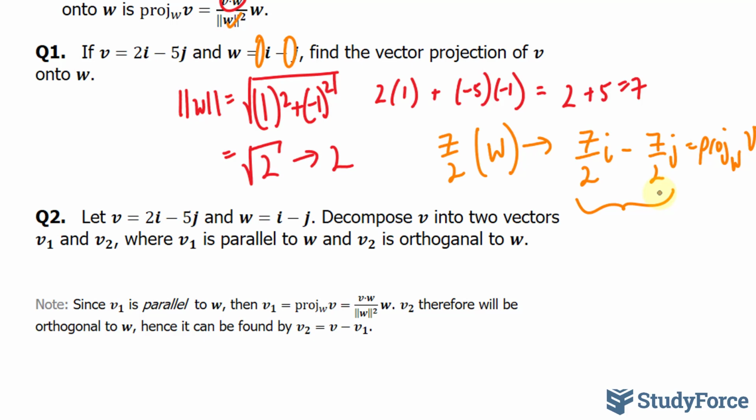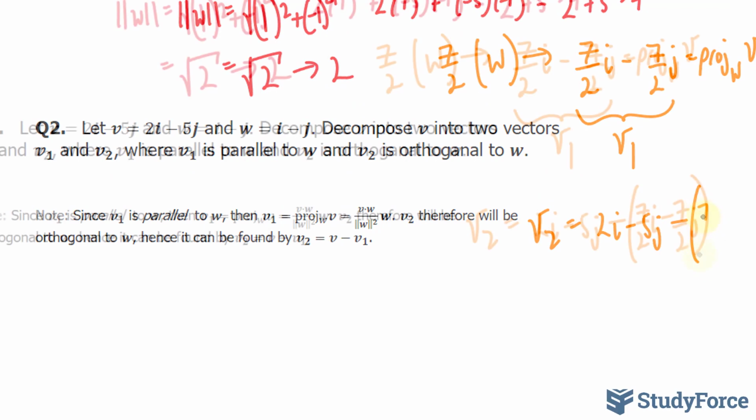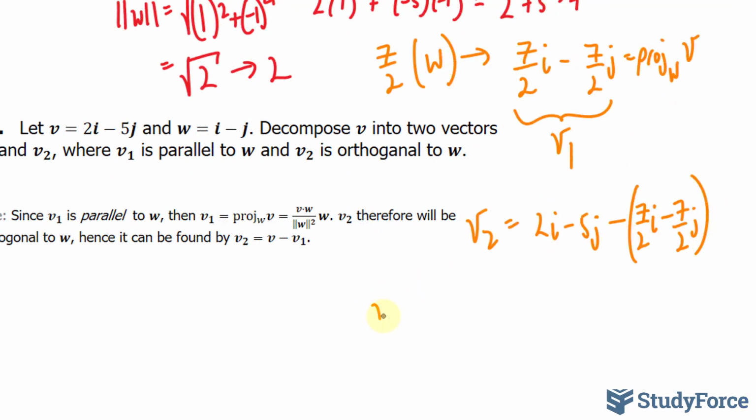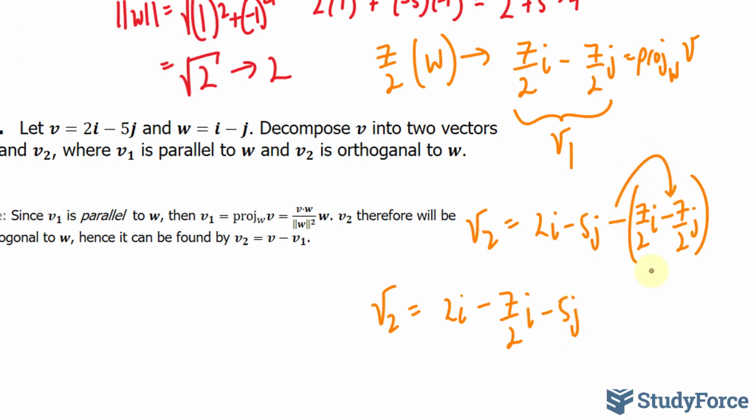Therefore v sub 2 will serve as the orthogonal vector to w. And to find v sub 2 we will subtract v sub 1 from v, which we already found here. Let's go ahead and do that. V sub 2 is equal to v, which is 2i minus 5j, minus both of these, and make sure that you put them in brackets. Let's simplify this expression. We have v sub 2 is equal to 2i minus 7 over 2i minus 5j, and the two negatives make a positive, 7 over 2j.